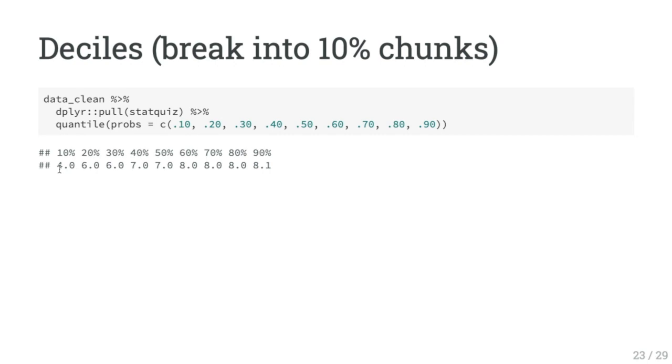And we get to see that at 10%, so if you go in the distribution to the lowest 10% of people, you're at 4. The lowest 20%, 6. And you can look all the way up to the highest 90% would be 8.1 on this stat quiz variable.